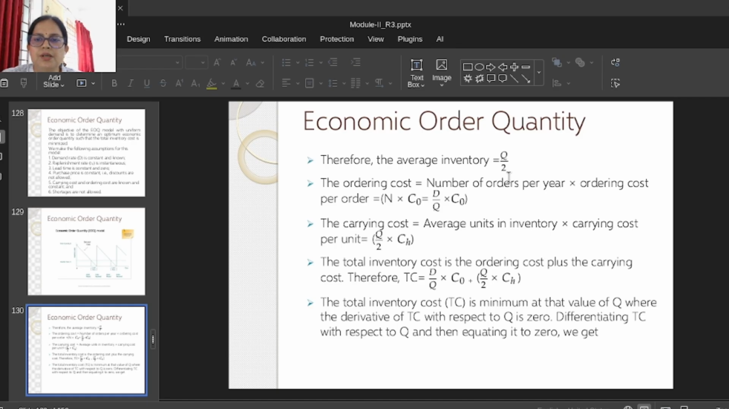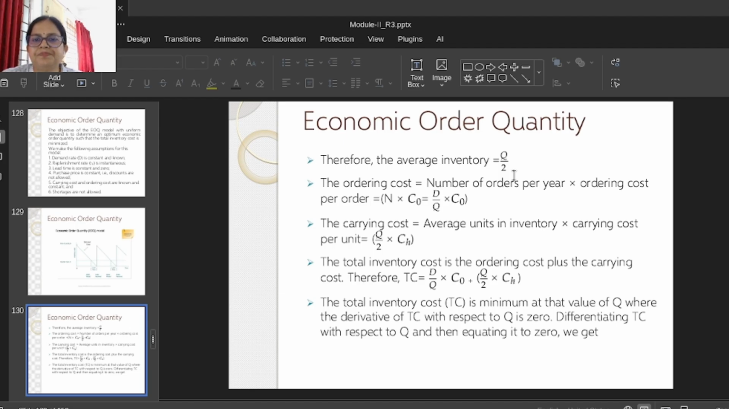So what is the ordering cost? Ordering cost is the number of orders into the cost, meaning how many orders we are placing in one year, and what is the cost of one order. When we are ordering once, what is the cost associated with it, and the number of orders. When we multiply the number of orders with the cost of a single order, we get the total ordering cost or annual ordering cost.